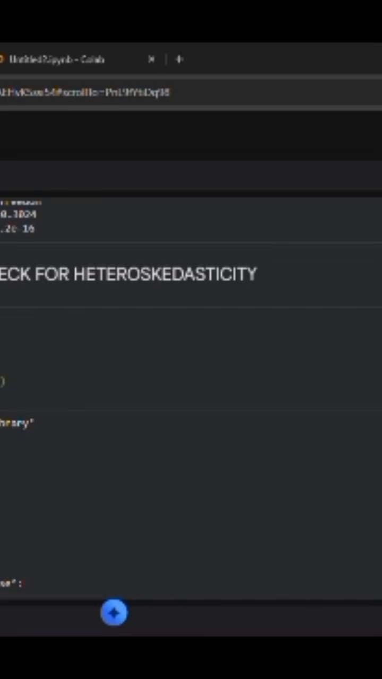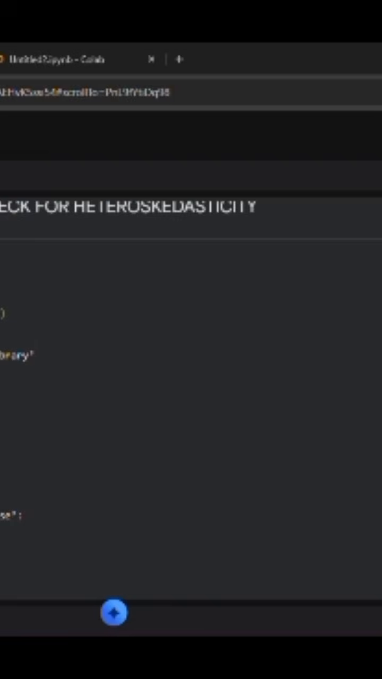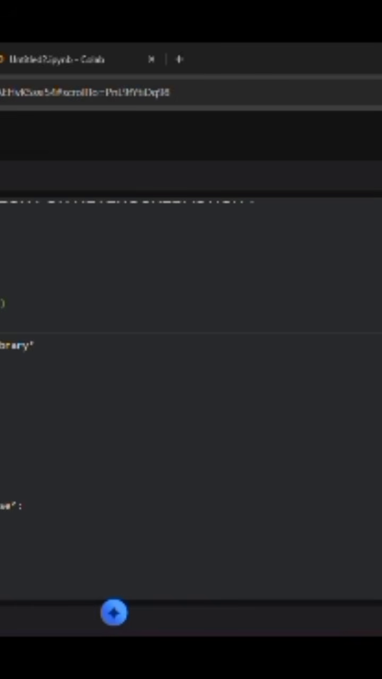Now we continue from there. We did learn some diagnostics to check for heteroscedasticity, which tells us how the variations, or the standard deviation, are scattered across the mean.